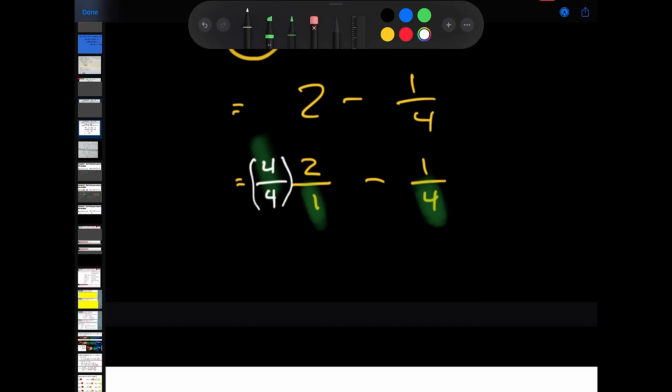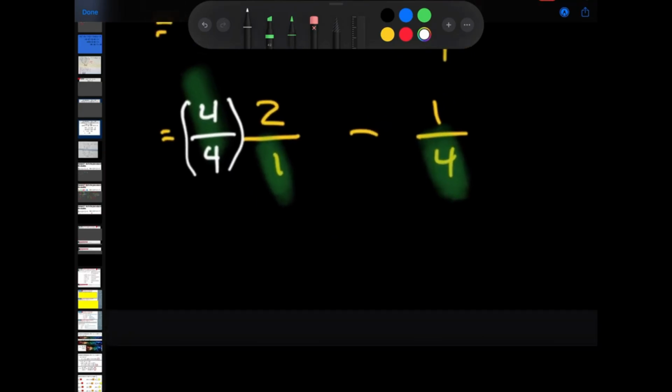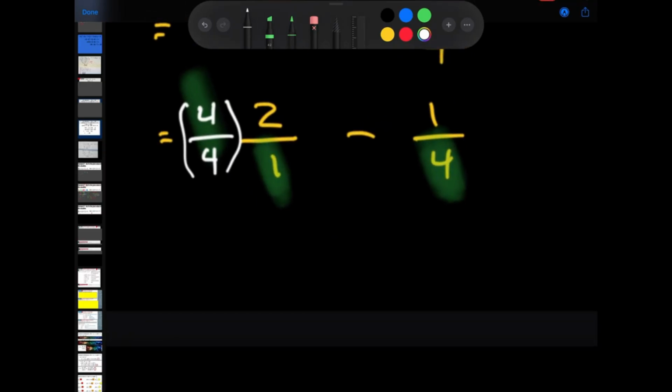Can I just go to the bank and say, hey, multiply my bank account times 4? No. But I can go to the bank and say, hey, multiply my bank account times 1. Does it change? It doesn't. Let's see what happens. Class, multiply across. 4 times 2. 4 times 1. There you go.